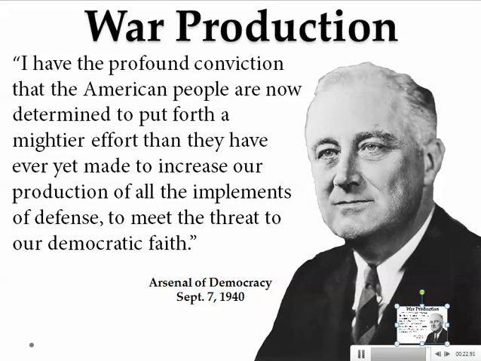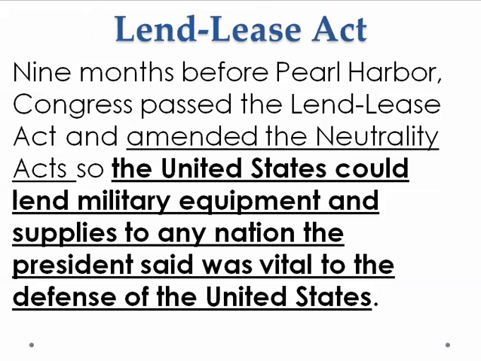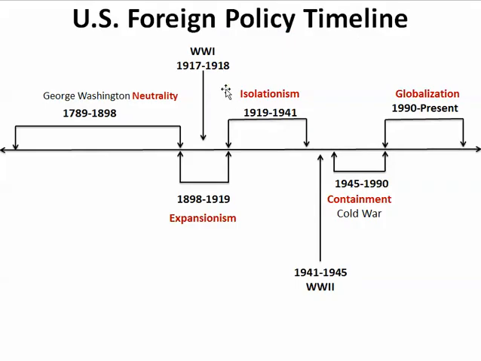Okay, so democracy's in danger, and so he's asking to help Great Britain send these materials over there. Finally, he convinces in 1941, a year later, 9 months before Pearl Harbor, Congress passes the Lend-Lease Act, amends the Neutrality Acts, and then we start sending these supplies and equipment. But it was a hard fight, leaving isolationism.